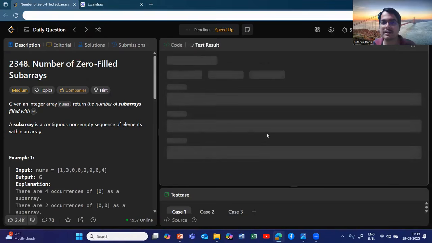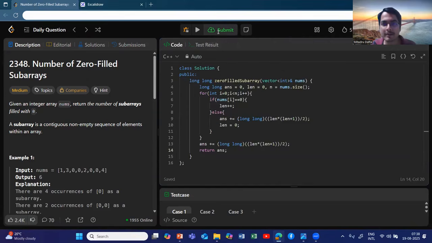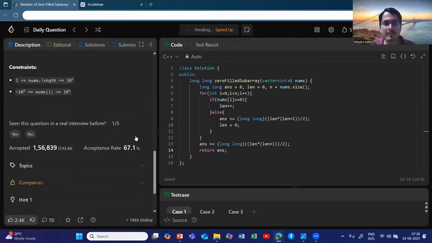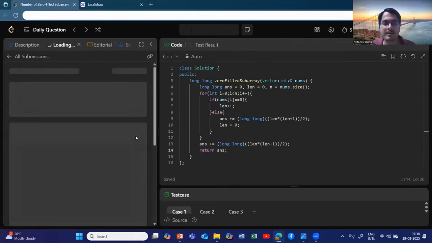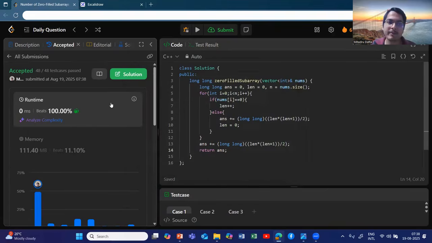If you try to run it and check what is done, you see we get the accepted case. If you try to submit it, I am pretty sure it will get accepted there also. See, we got an accepted with 100% runtime.